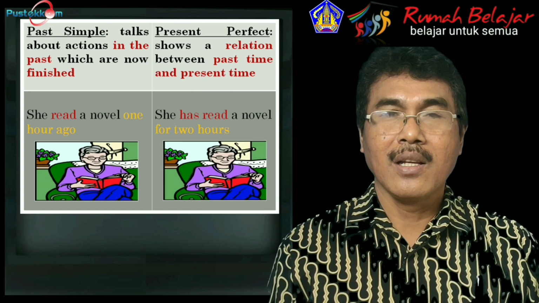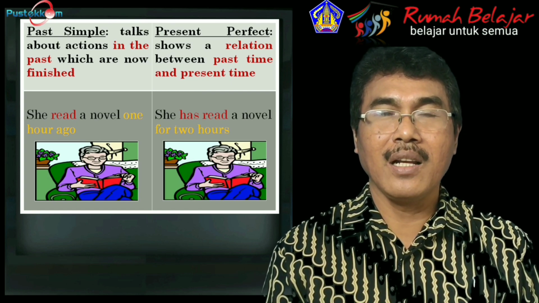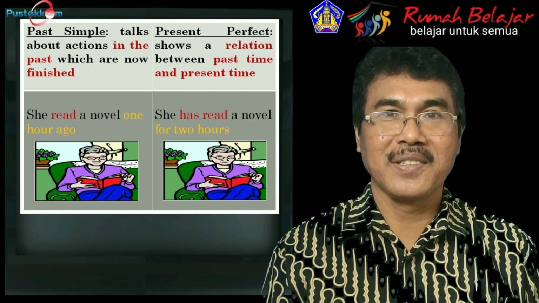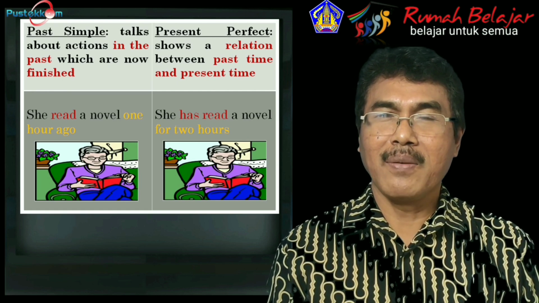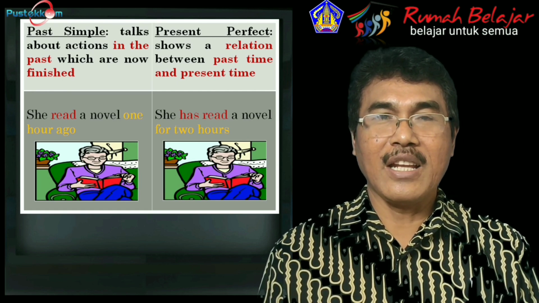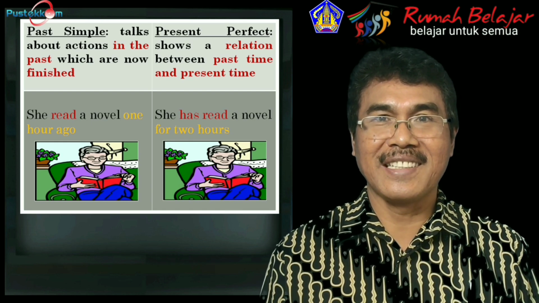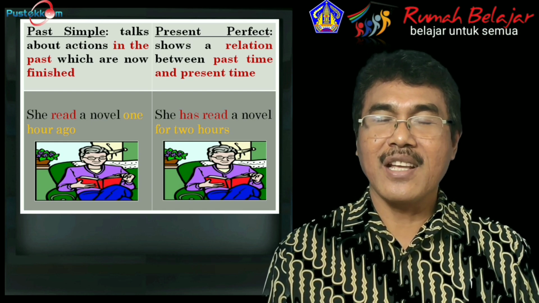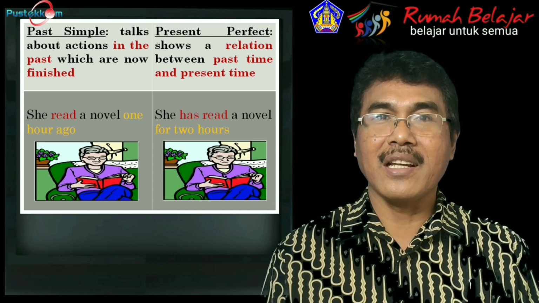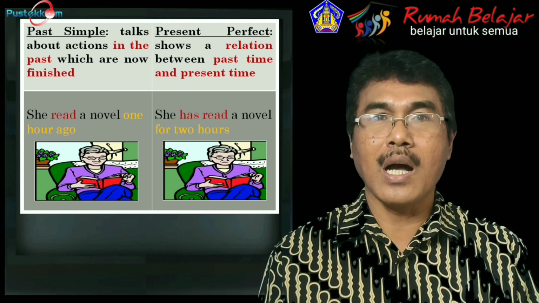Okay, past simple talks about an action in the past which are now finished. The example, she read a novel an hour ago. Present perfect tense shows a relation between past and present. The example, she has read a novel for 2 hours.